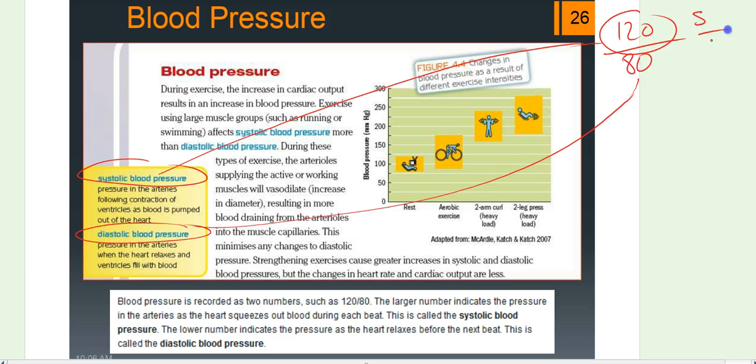So systolic over diastolic. Systolic refers to the pressure in the arteries as the heart ejects blood out of the left ventricle. The diastolic blood pressure is the pressure in those same arteries when the left ventricle relaxes and fills with blood. Here we can see that with activity that requires a greater intensity of muscular contraction, the greater our blood pressure is going to be.